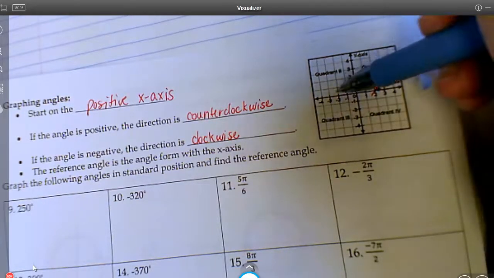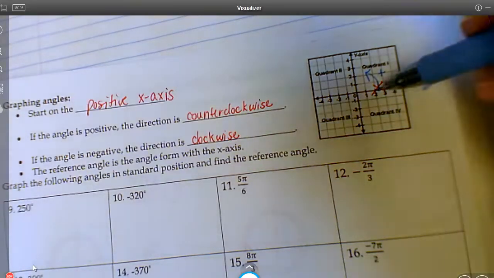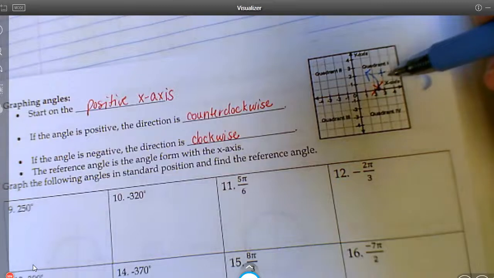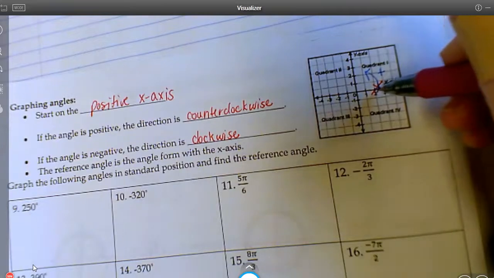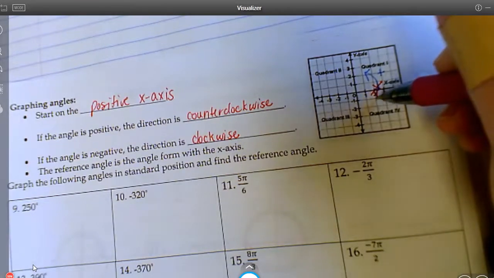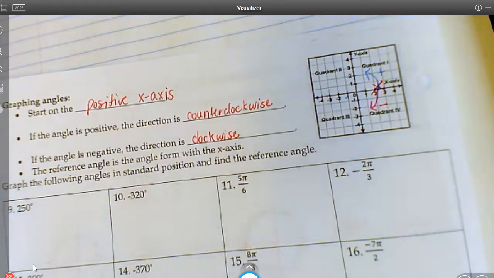And the reason that's counterclockwise is because if you think about a clock, the numbers are going this way, the hands are going this way. So that's clockwise if you go that way, but counterclockwise if you go the opposite direction from the clock. And that's positive. If it was negative, the negative is clockwise, so you still start over here, but you go down in this direction, and that would mean it's a negative angle.